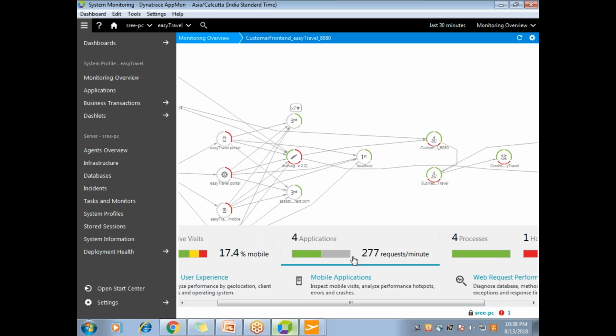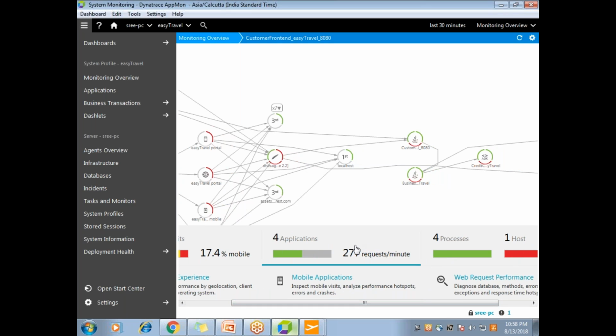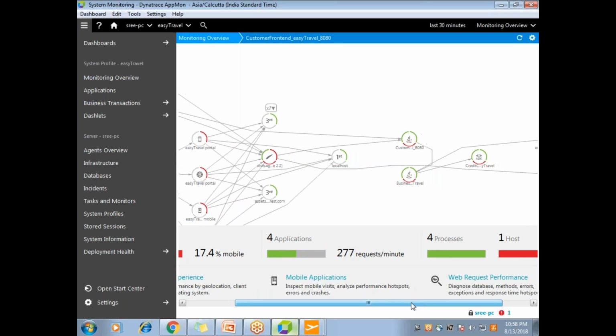If you go back here, you see 277 requests are happening every minute, which means a good amount of load is being generated. So don't underestimate this program. That's what I'm telling you. You got this? Okay, so it's a big program.